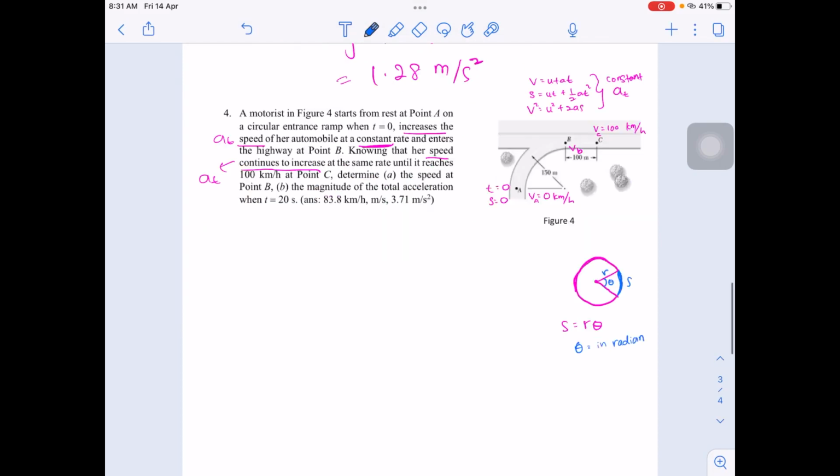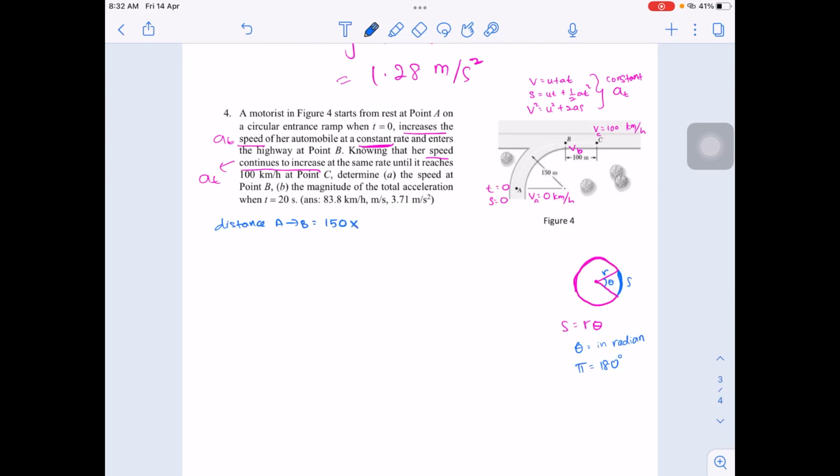Okay, pi is equals to 150 lah. Okay, radian. So from A to B, what is the distance? Distance from A to B is S is equals to R theta, where R is 1 D.